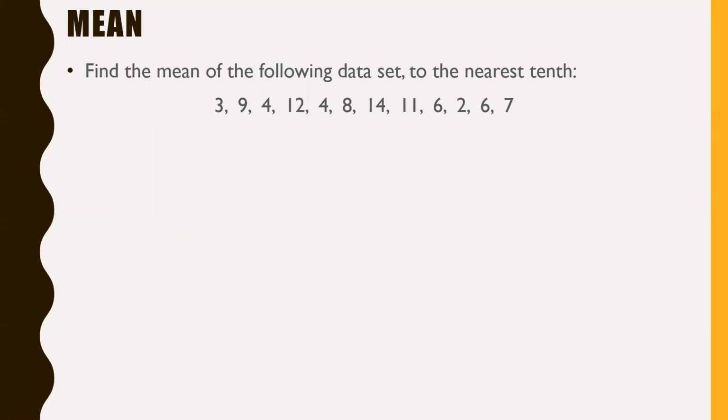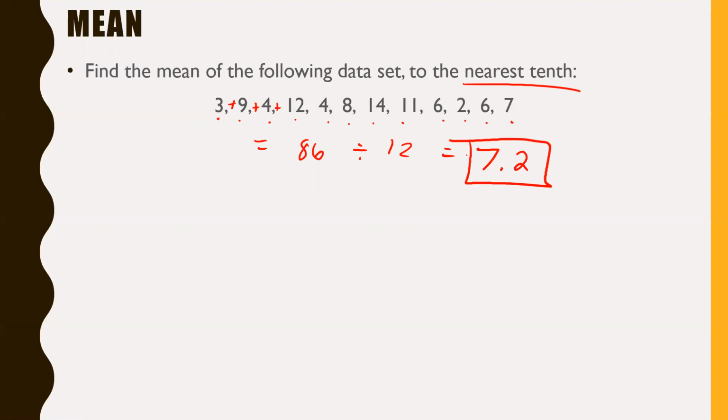So to find the mean, you just have to add up all the numbers and then divide by the total number of numbers in the list. Well, if you add all of these up, you're going to get 86, and then we need to divide that number by the number of numbers in this list, which is 1, 2, 3, 4, 5, 6, 7, 8, 9, 10, 11, 12. So we need to divide it by 12. 86 divided by 12, if you use your calculator and then round to the nearest tenth, is going to give you 7.2. So 7.2 would be the mean of that data set.